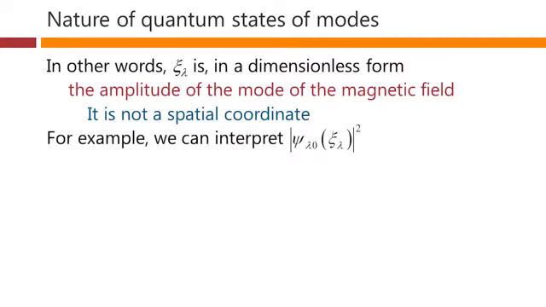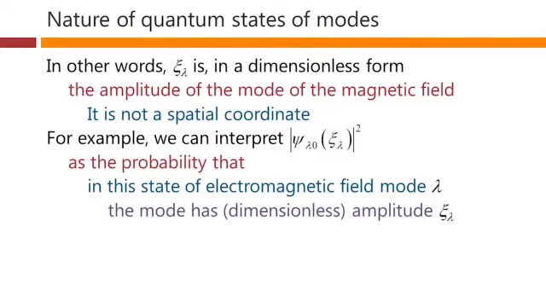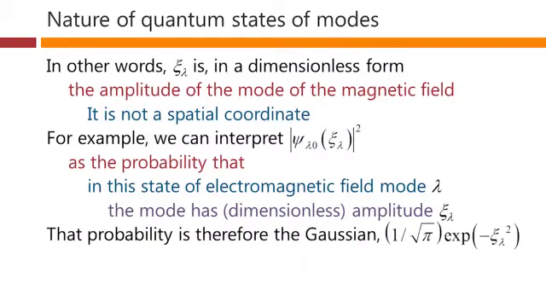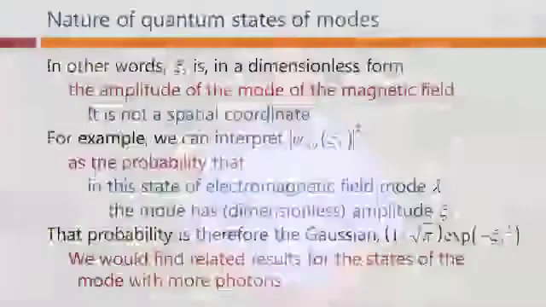For example, we can interpret this modulus squared here of ψ_λ0 of ξ_λ as the probability that in this state of the electromagnetic field mode λ, the mode has dimensionless amplitude ξ_λ. The probability is therefore a Gaussian, 1 over root π times the exponential of minus ξ_λ squared. We would find related results for the states of the mode with more photons.